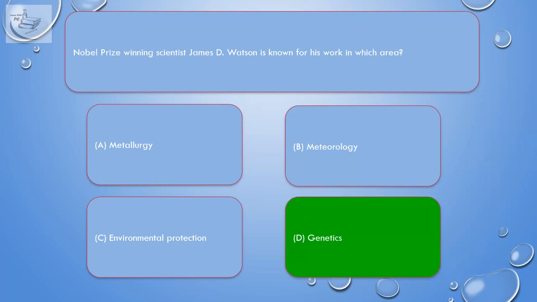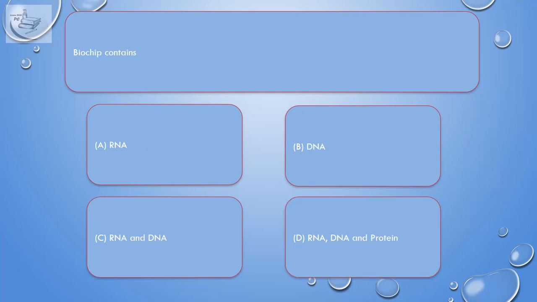Correct answer is D. genetics. Question: Biochip contains A. RNA, B. DNA, C. RNA and DNA, D. RNA, DNA and protein.